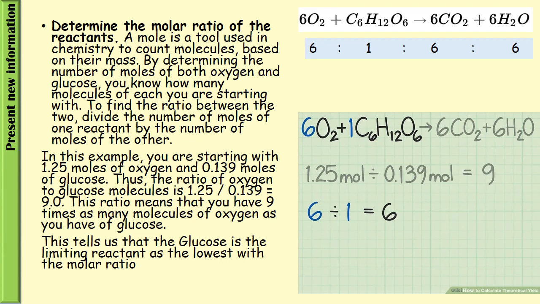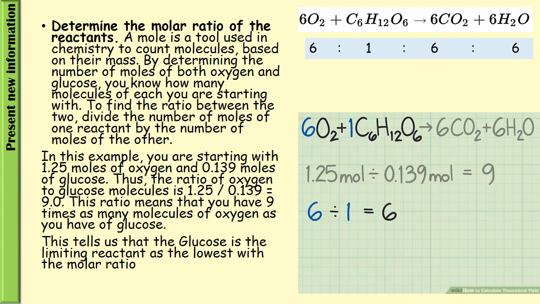Now, the other useful thing about looking at these ratios is that we can identify something called the limiting reactant. What is going to limit how much can be produced? So we know how much we have of oxygen and glucose in this reaction, and we know how many moles we have. So we've got 1.25 moles of oxygen and we've got 0.139 moles of glucose. So do we have enough to produce the maximum number of moles of products we think we can produce?